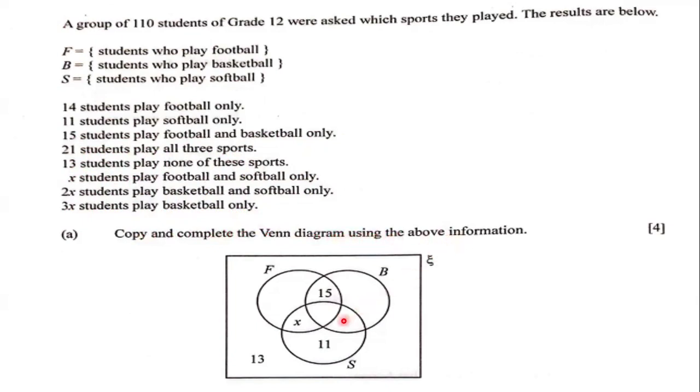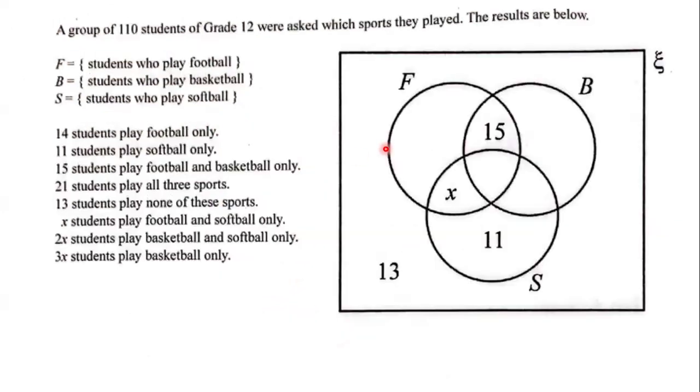And so here we have this Venn diagram, and our goal is to complete this Venn diagram using this information that we have. And so let's go ahead and do it. Notice that they say that 21 students play all three sports. And so we put 21 here. Next, they say that 14 students play football only. So we put 14 here because this represents football only.